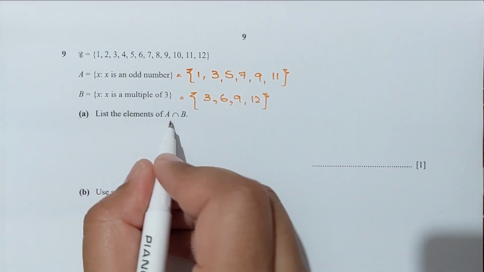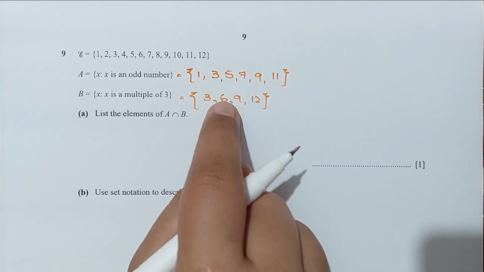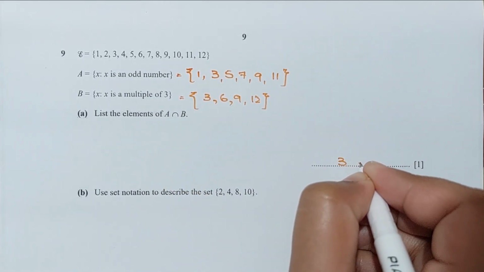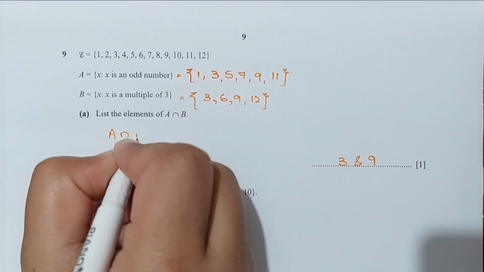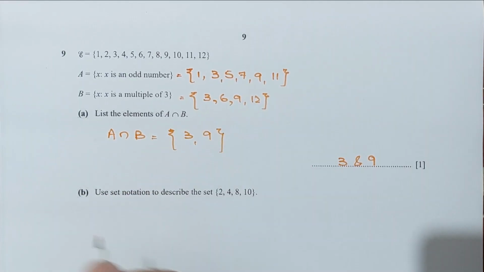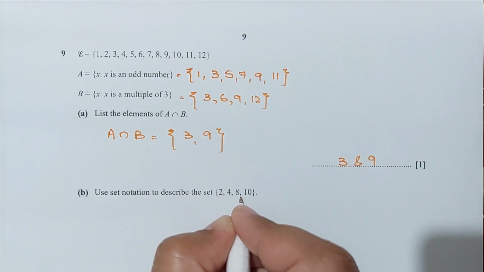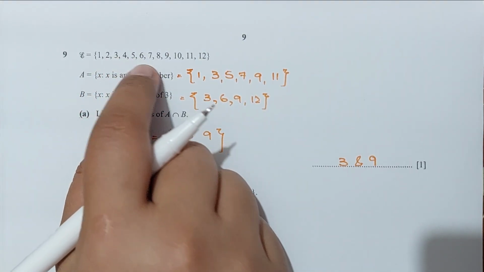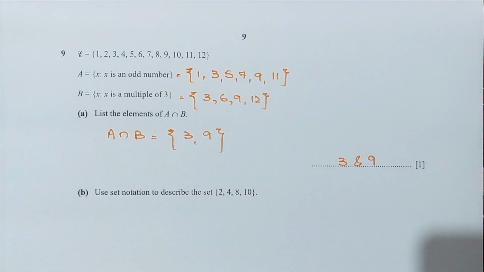Part A, list the elements of A intersection B. So A intersection B, 3 is common and 9 is common. So the two elements are 3 and 9. These are the two elements of A intersection B. Now for part B, use set notation to describe the set 2, 4, 8, and 10. 2, 4, it's not 6, 8, and 10. Okay, so we have to describe the set.